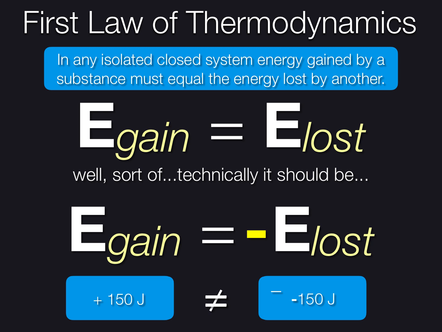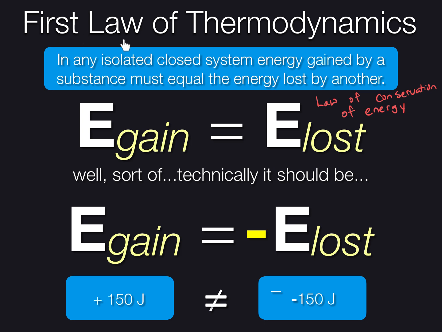The first law of thermodynamics, which is actually the second, but you understand, we call it the first law of thermodynamics, says that in any isolated closed system, energy gained by a substance must be equal to energy lost to another. Now, we talked about this a little bit in our first module when we talked about the law of conservation of energy. That is exactly what we're talking about here. The first law of thermodynamics is the law of conservation of energy.